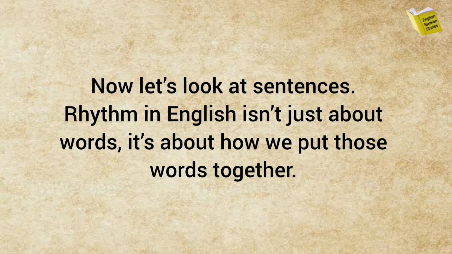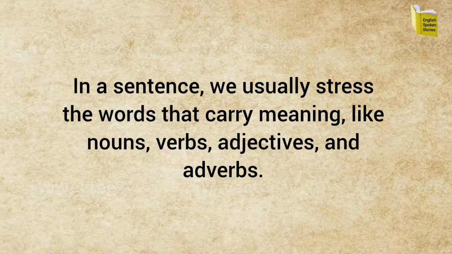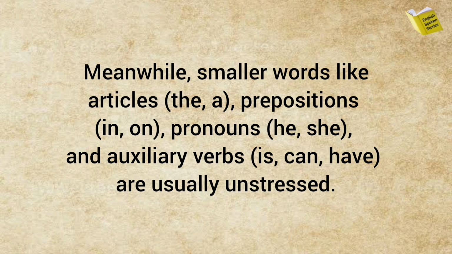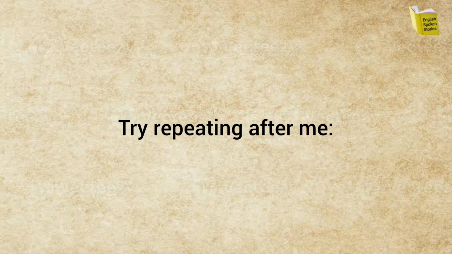Now let's look at sentences. Rhythm in English isn't just about words. It's about how we put those words together. In a sentence, we usually stress the words that carry meaning, like nouns, verbs, adjectives, and adverbs. Meanwhile, smaller words like articles, the, a, prepositions, in, on, pronouns, he, she, and auxiliary verbs, is, can, have, are, are usually unstressed. Try repeating after me.